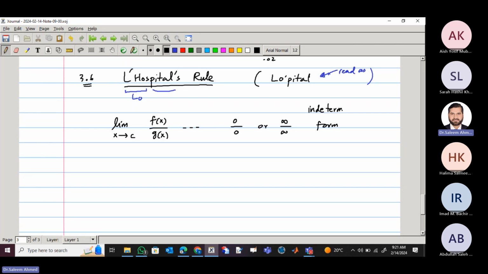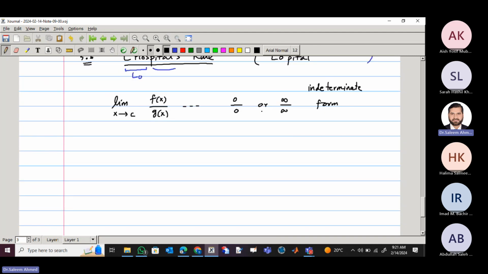Indeterminate forms. Because if something is 0 by 0, I don't know what the answer is. 0 by 0 is not 1. You remember when you divide 0 by 0, you can say that 0 over 0 is 1, so if I subtract, nothing is left. So the answer is 1.